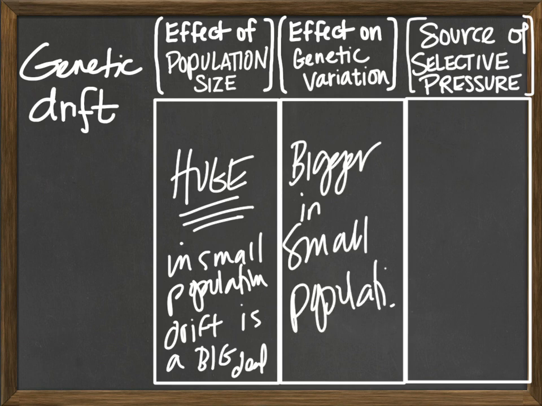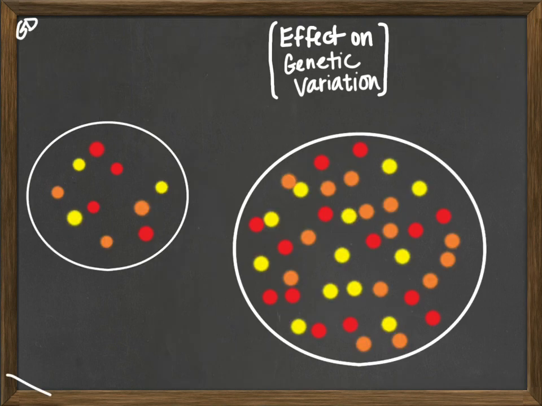Well, again, it comes down to population size. In a small population, genetic drift can have a huge impact on genetic variation. In a big population, it's usually not that big a deal.